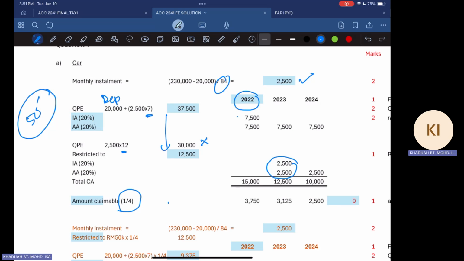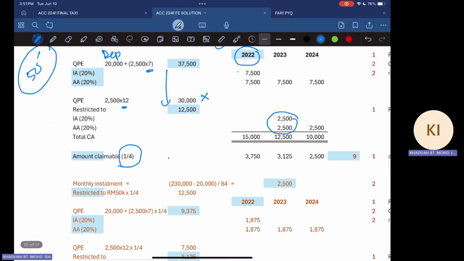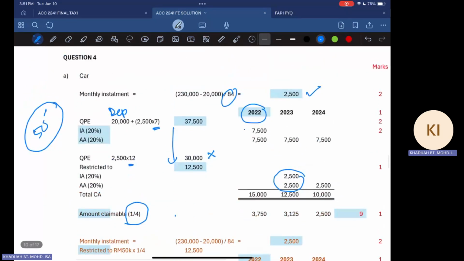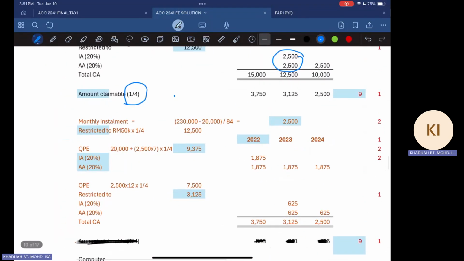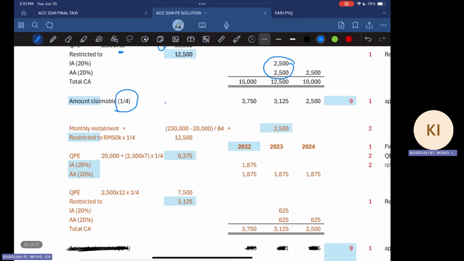There is another way of doing it whereby what you do is similar in terms of getting the installment payment. It's just that when you want to compute the installment here, for the first year you have deposit of 20,000, same.